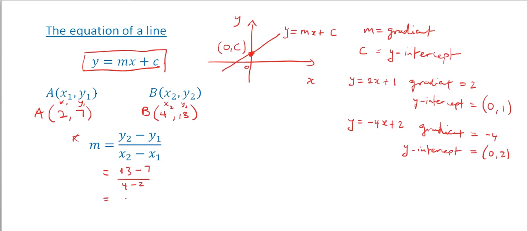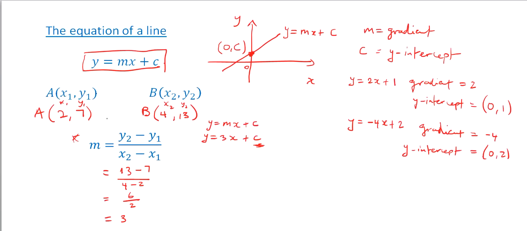13 minus 7 will give me 6, and 4 minus 2 is 2, so the gradient is 3. Now we haven't worked out the equation of the line as yet, we just worked out the gradient. So we know the general form of the equation of a line is y equal to mx plus c. We just worked out m as 3, so it's y equal 3x plus c. So we haven't worked out the equation completely, we still need to find what c is.